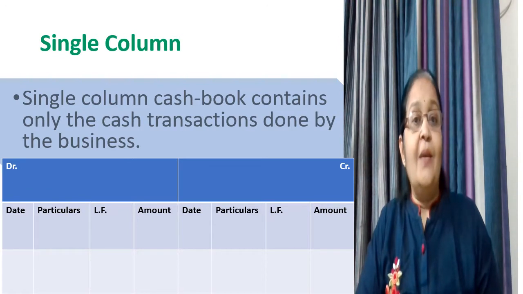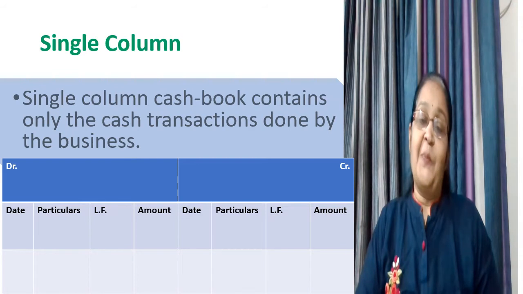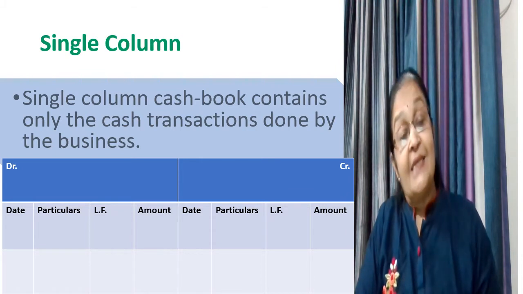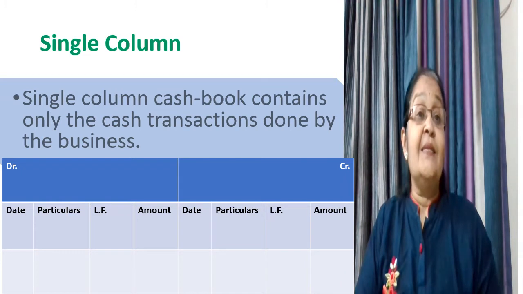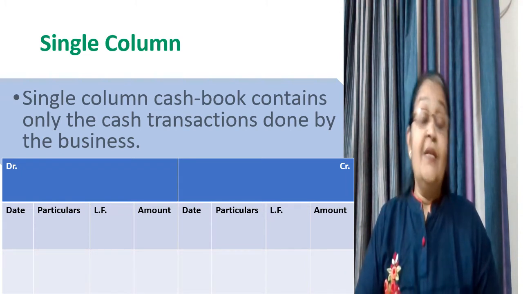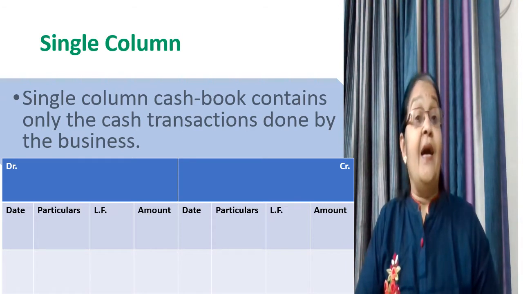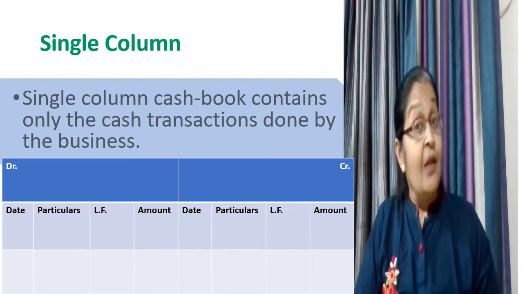A single column cash book contains only cash transactions done by the business. This type of cash book has only a single money column on the debit as well as credit, both the sides. It does not record the bank transactions as well as the discount transactions. The transactions which are done on credit are not recorded while preparing the single column cash book.